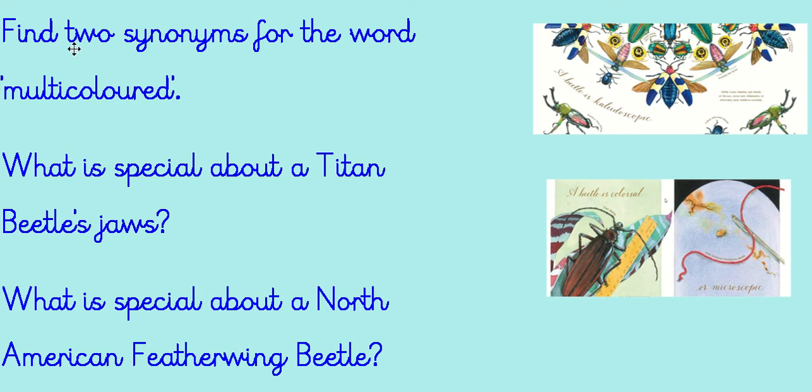It says, find 2 synonyms for the word multicoloured. Now if you listen carefully to Miss Parsons, she talks a lot about what a synonym is. It's a word that means the same as another word. And I want you to find me 2 words that mean multicoloured from this page of the story here. Okay, so not 2 words from your head, 2 words from the text. Okay, and now we're going to look at this page here.